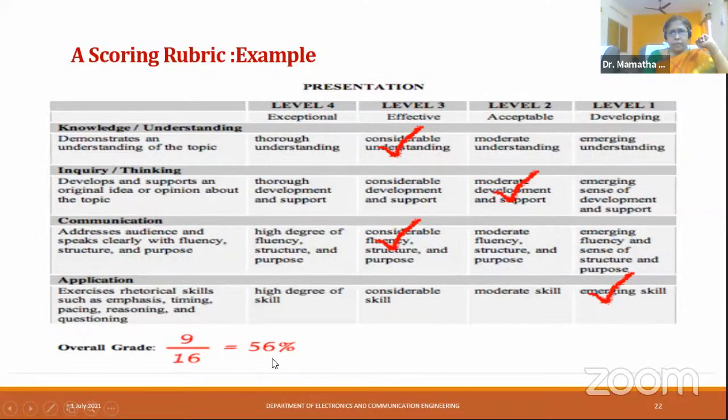So here the lesser performance level is displayed. Although in 2 aspects he has scored level 3, he is being shown as just 56%, below 60%. So if you want to improve this, it is all within your hand, within your level, how you should plan your rubric.